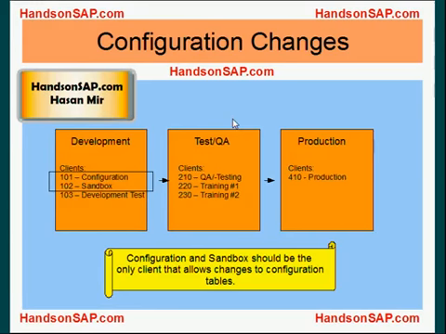We know that there are three boxes in a company: development box, test box, and production box, and you create multiple clients within each box to have partitions. For example, in the development environment, you create configuration, sandbox, and development test clients. In a test environment, you have QA test client and some training clients. In a production box, you have production client.